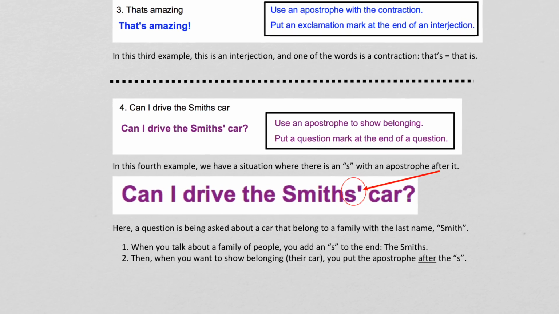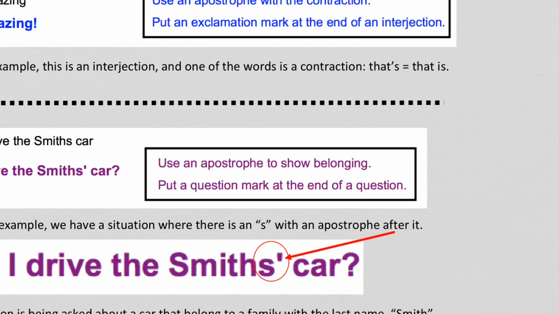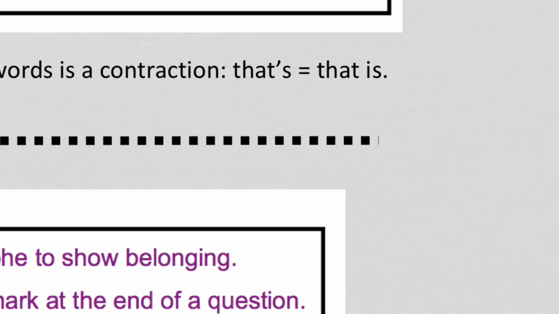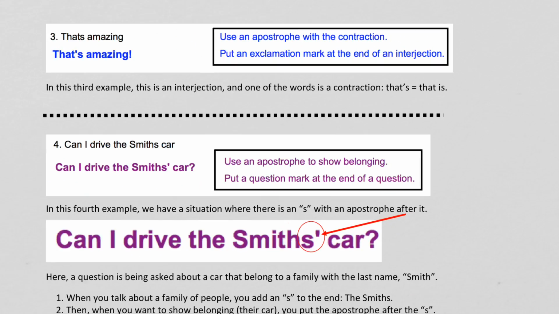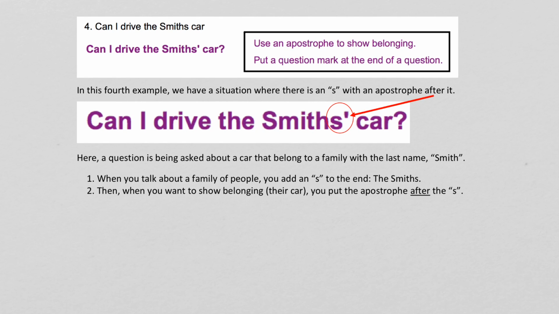So in this third example, "That's amazing" is an interjection, and one of the words is a contraction. That's, T-H-A-T apostrophe S, is "that is." So we could also say, "That is amazing" if we wanted to, but we didn't. We just said, "That's amazing," which is also fine.